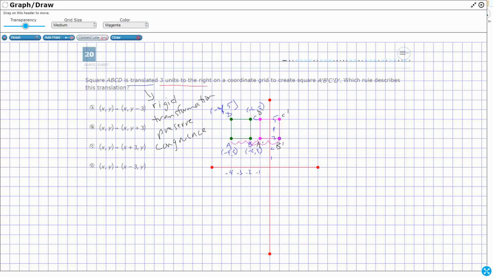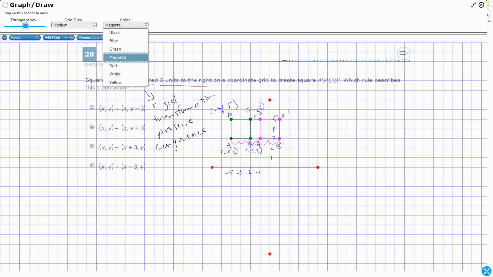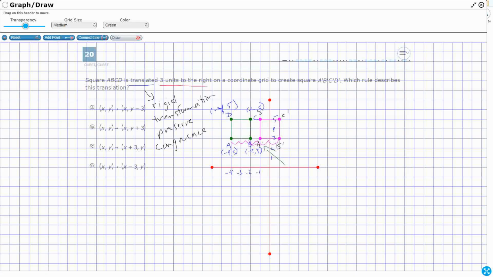And then we can take a look and see, let's do green here, what are my new coordinates? Well, my A was -4, 3. My A prime is now -1, 3. Notice the y coordinate doesn't change. My B was -2, 3. And now my B prime is 1, 3.